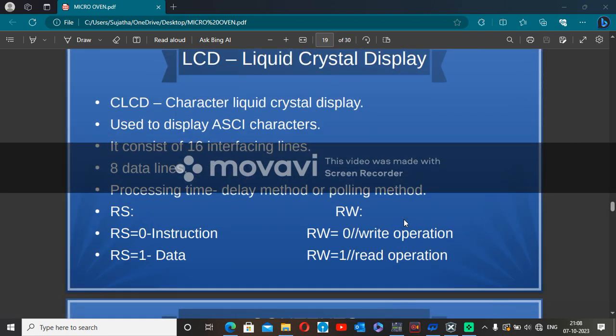Here we discussed the LCD display, liquid crystal display, CLD. This means character liquid crystal display. It is used to display ASCII characters. It consists of 16 interfacing lines, 8 data lines, and a processing time delay method or polling method.